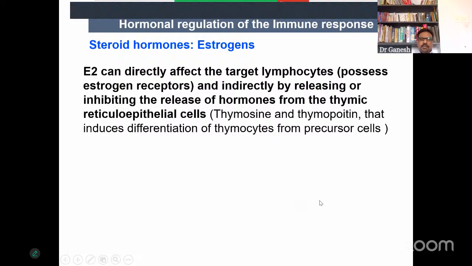Now let us look into the hormonal regulation of the immune response, particularly the steroid hormones such as the estrogens. They are capable of influencing the target lymphocytes, because the lymphocytes are known to possess the estrogen receptors. They can bind with these lymphocytes and influence them, and they can also bind with the thymic reticuloepithelial cells, where they can regulate the release of hormones like thymosin and thymopoietin, so that they can influence the differentiation of thymocytes as well as the precursor cells.